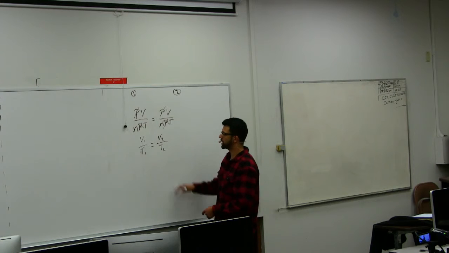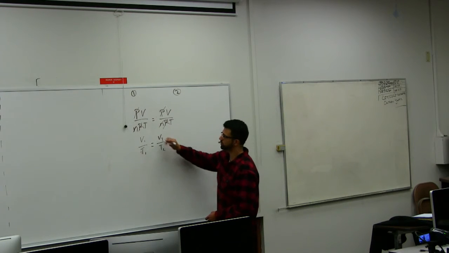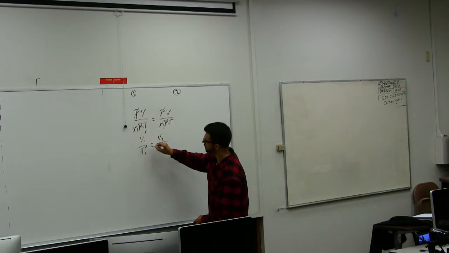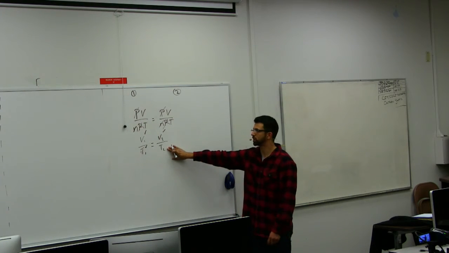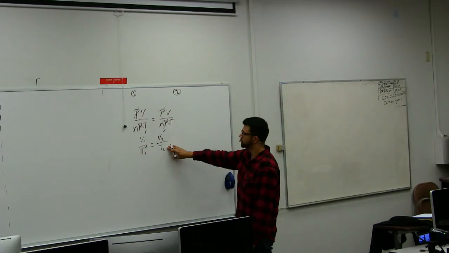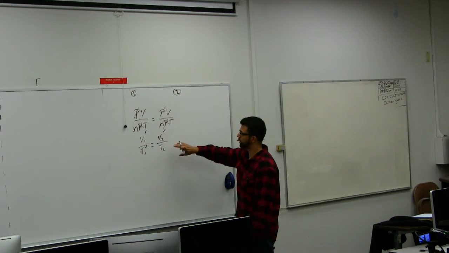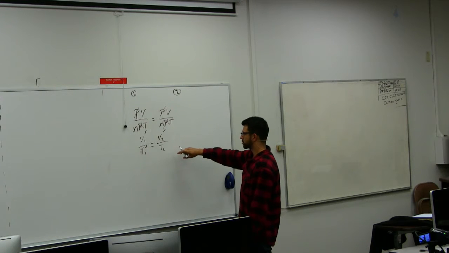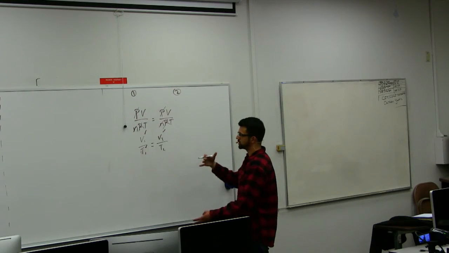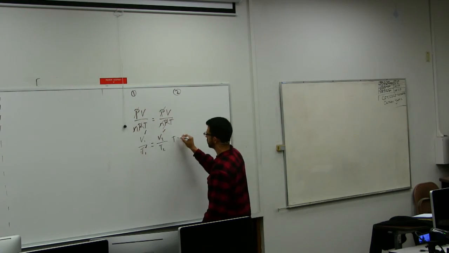And remember, the question was asking what's my final temperature. So I have my initial volume, I have my initial temperature, I have my final volume. I don't know my final temperature. That's what we're trying to figure out. So now we have to manipulate this equation to where T2 is by itself. So the way to do this in 2 steps, I'll do the 2 steps. Multiply both sides by T2.